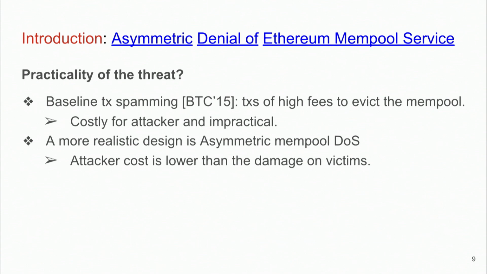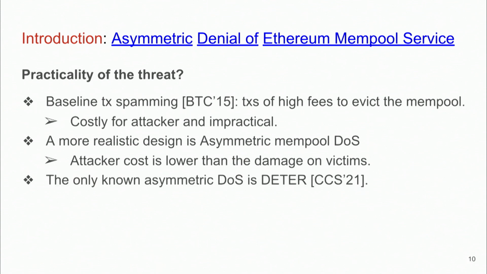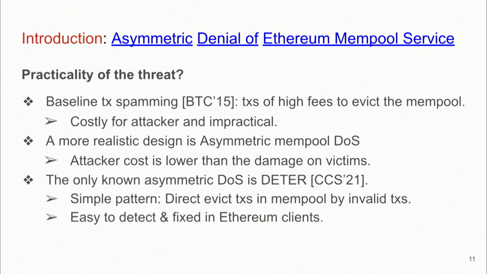More specifically, the fees of adversary transactions will be lower than the fees of normal transactions. So today, the only known asymmetric DoS is the DETER attack, which was published 2 years ago at the cybersecurity conference CCS. And recently, I came to notice there's another similar attack in the space.